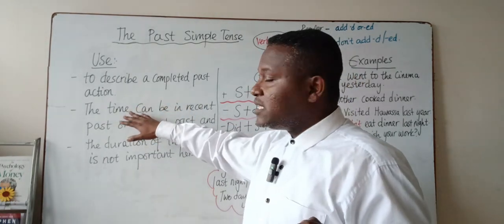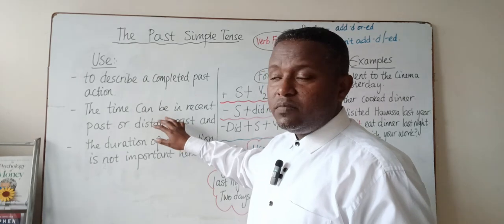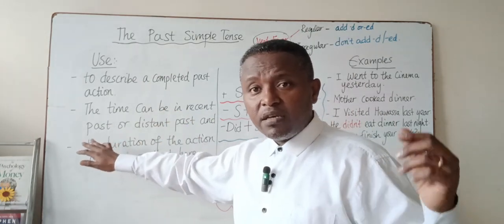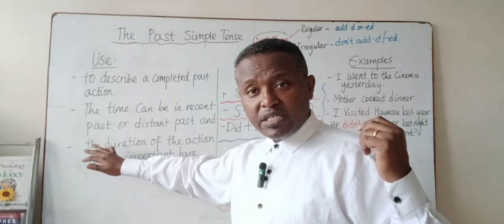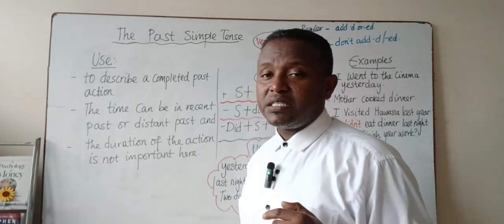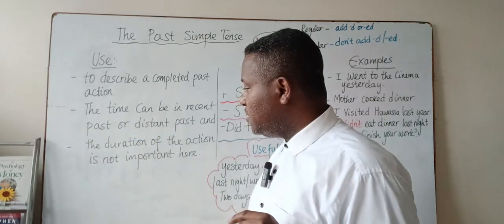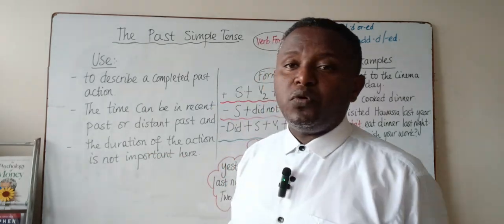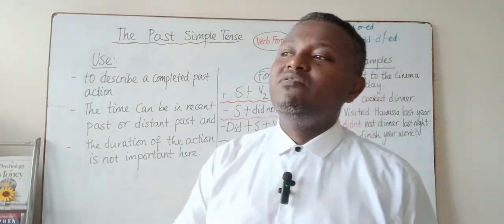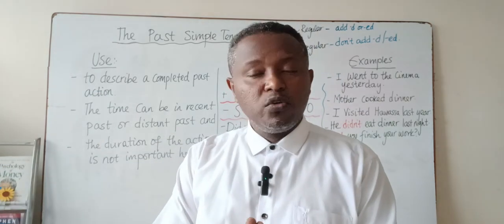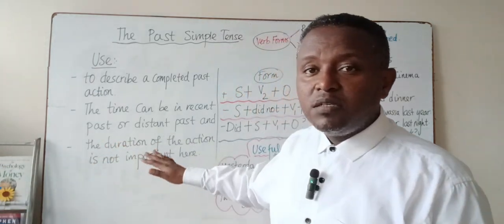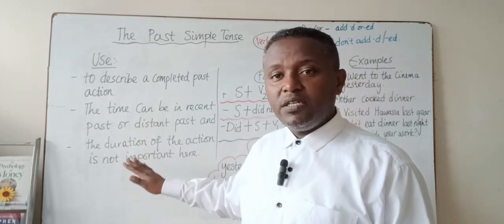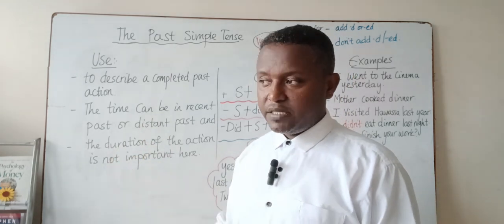The other one, as I mentioned earlier, the past time can be a recent past, like an hour ago or 30 minutes ago, or a distant past. And the duration of the action is not important in this case. Whether it stayed for a long time or a short time, we are not bothered about that. What we want to know is that the action is completed in the past.